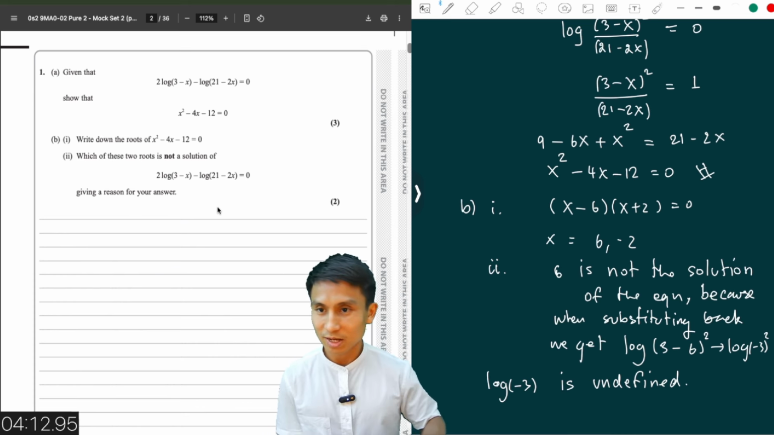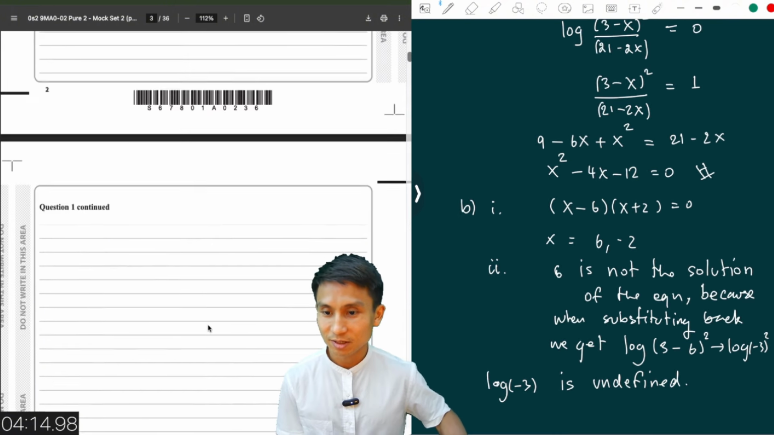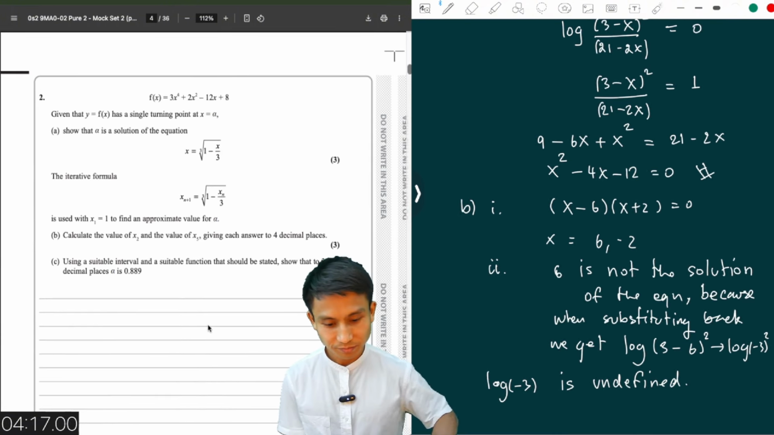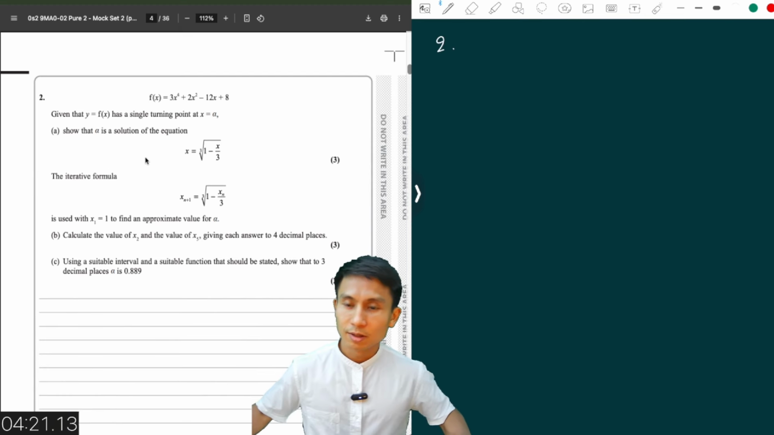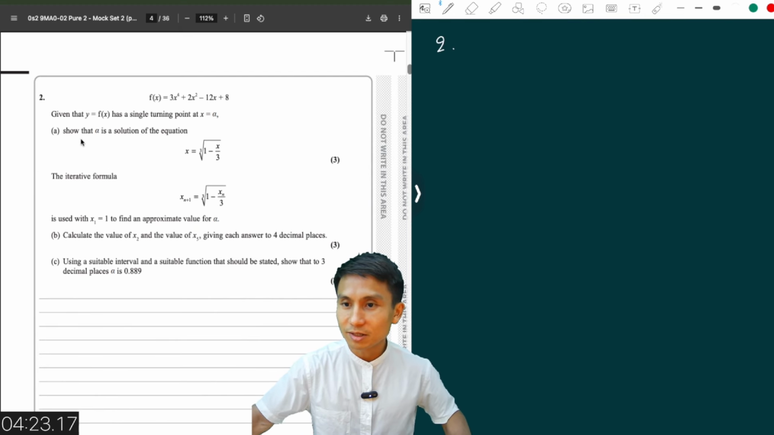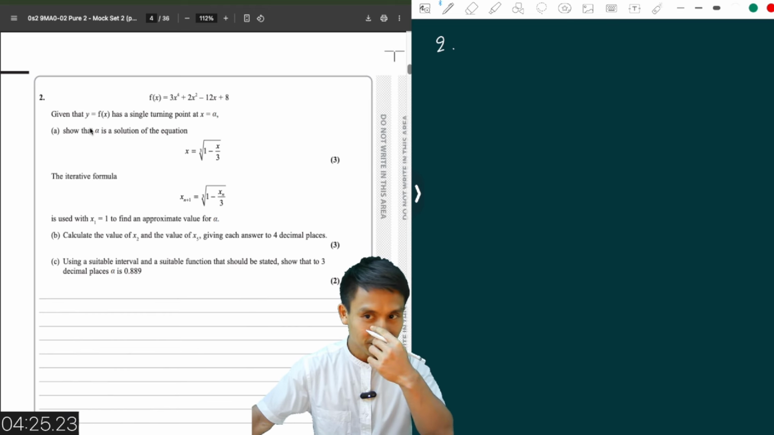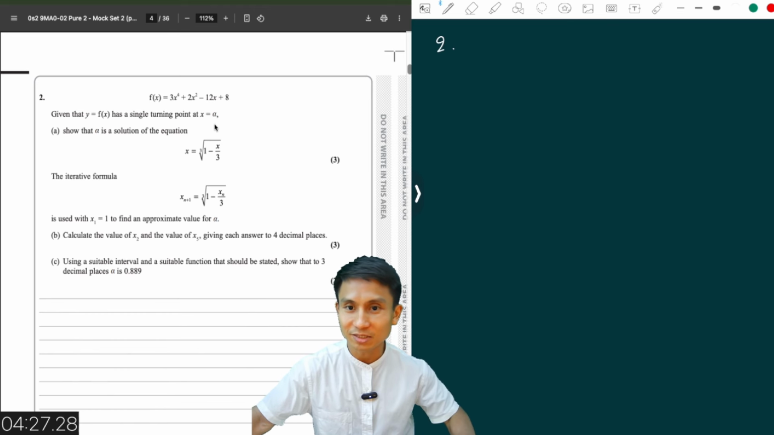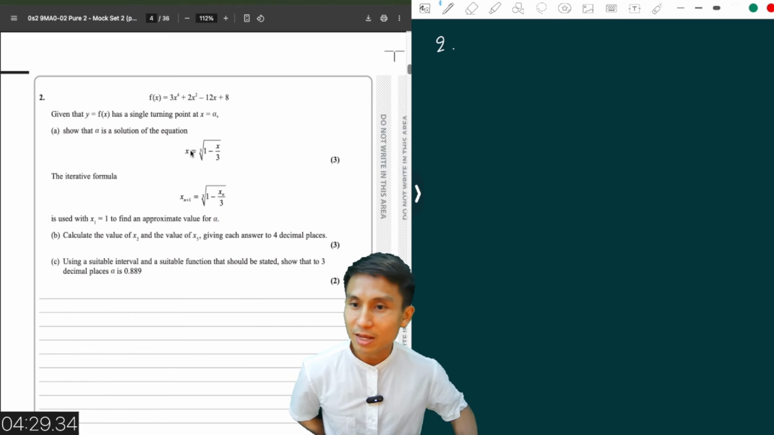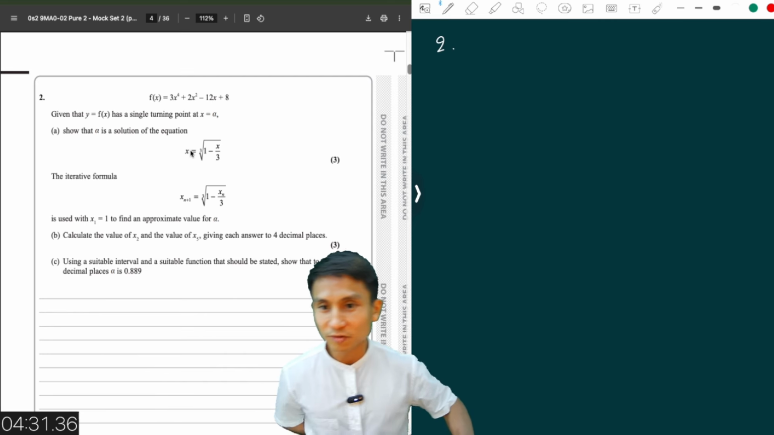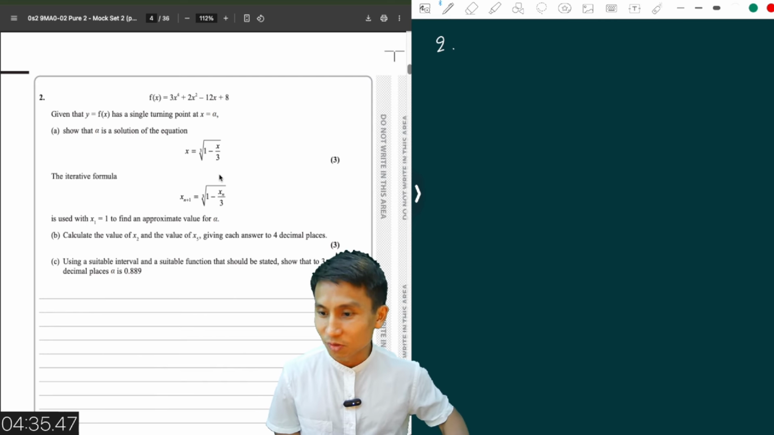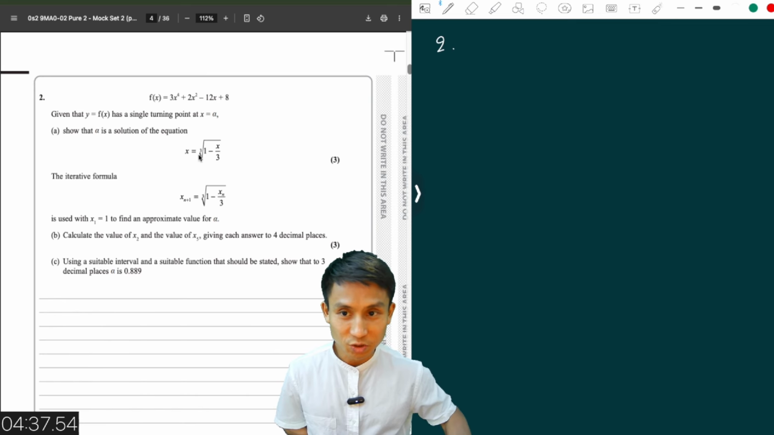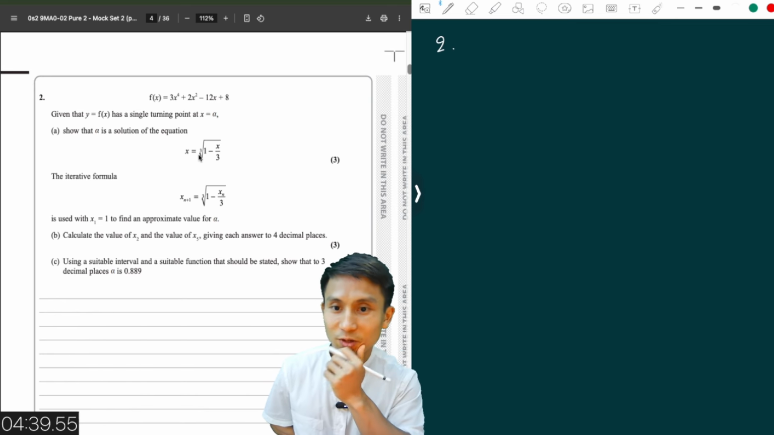That's it. So that's the whole question 1 done. Next question, question 2. Given that y equals f(x) has a single turning point at x equals alpha, show that alpha is a solution of the equation. So, we can see that on the right side of the equation, we have a cubic.